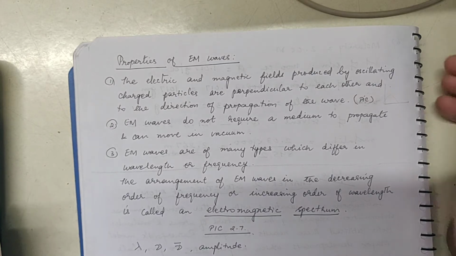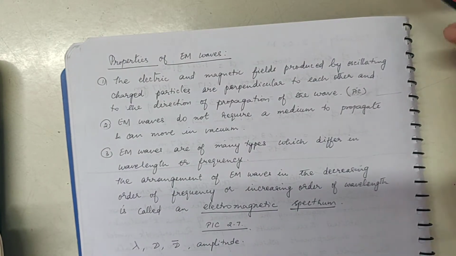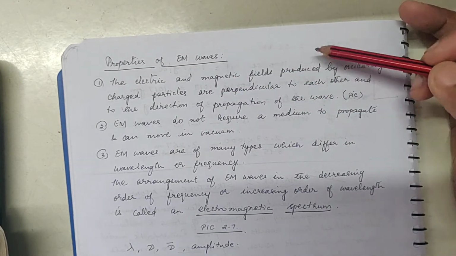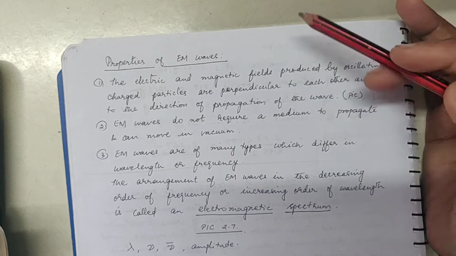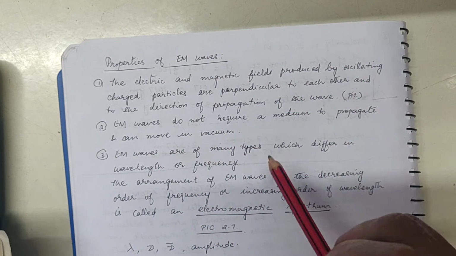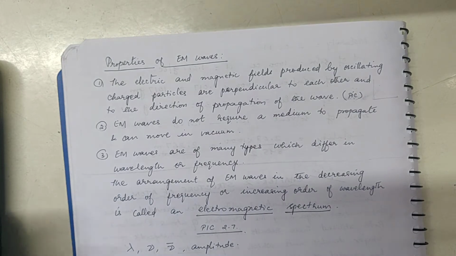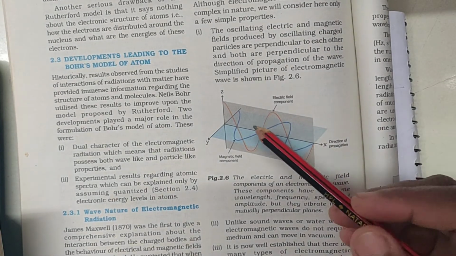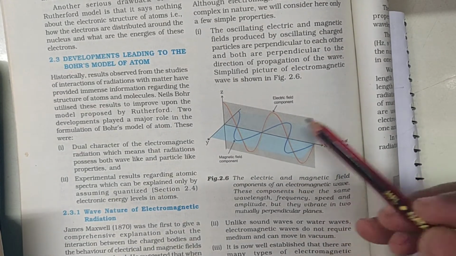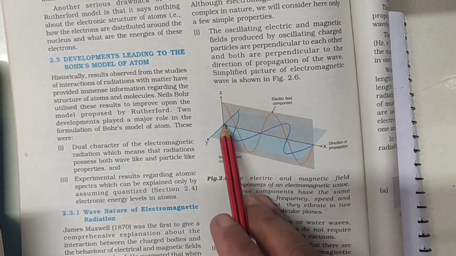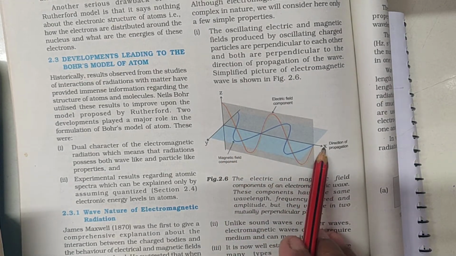Yes, children, quick revision of second chapter we will do. What are the properties of electromagnetic waves? The electric and magnetic fields produced by oscillating charged particles are perpendicular to each other and to the direction of propagation of the wave. Now, the picture is like this. See, this is the magnetic field component and this is the electric field component, and the direction of propagation is like this. Is that clear?